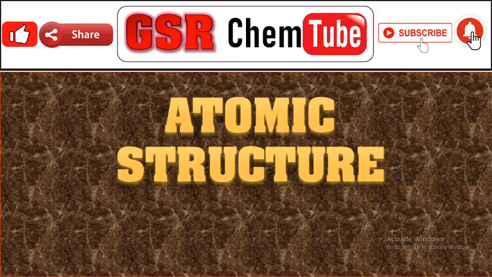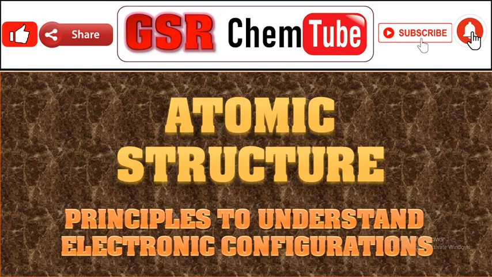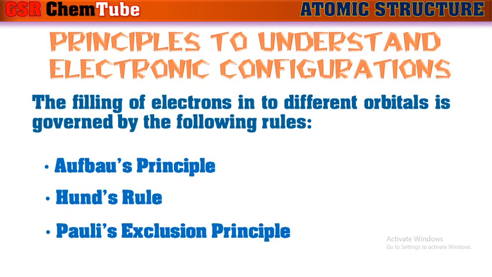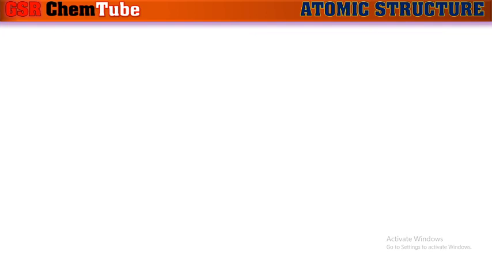Here we are going to discuss the atomic structure chapter. In that, the principles which help us to understand the electron configurations. Let us see now. The filling of electrons into different orbitals is governed by the following rules. They are Aufbau Principle, Hund's rule and Pauli's Exclusion Principle. Let us see them one by one.